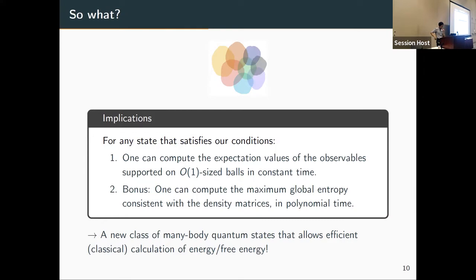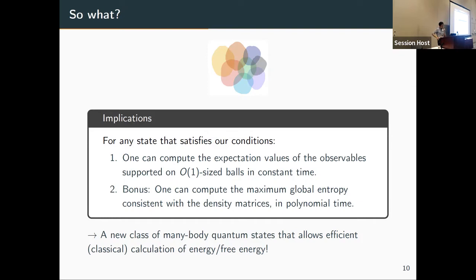Before I tell you about the condition, let me first tell you about the implications behind this. It basically says that for any state that satisfies our conditions, you can compute the expectation values of observables supported in constant size balls in constant time, because what is given to you are the reduced density matrices, and that defines the global state. And a little bonus, which I won't have much time to talk about today, is that you can actually compute the maximum global entropy consistent with the density matrices.